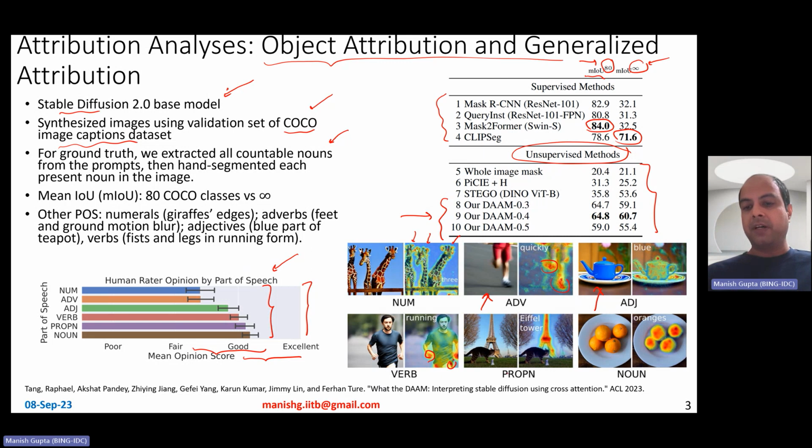Similarly, for a proper noun like Eiffel Tower, of course, the Eiffel Tower part is highlighted. For oranges, of course, the oranges part is highlighted, right? So essentially saying, yes, the attribution analysis gives very good results from a segmentation analysis perspective.